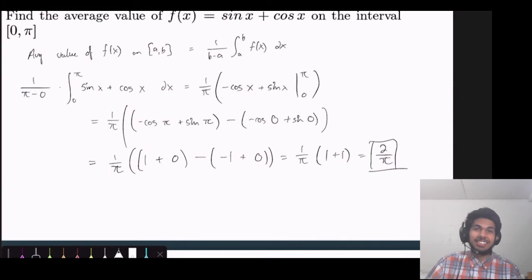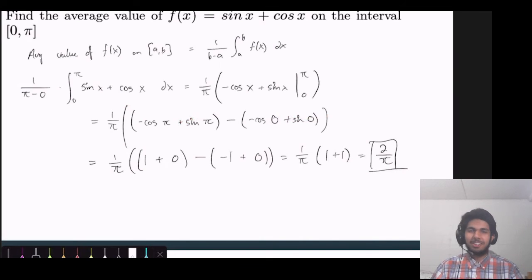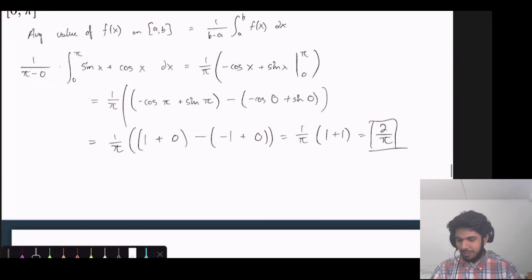I don't feel like sketching this sine x plus cosine x because that'll take me a couple of moments. But perhaps you can convince yourself of why that's true. Maybe plug this graph into your favorite graphing calculator or graphing app and see: does it seem like the average value of the function is 2 over pi? If we were to draw that line, does it seem like that's the average value of the function? Try it out for yourself and hopefully that's true. In fact, it is true.